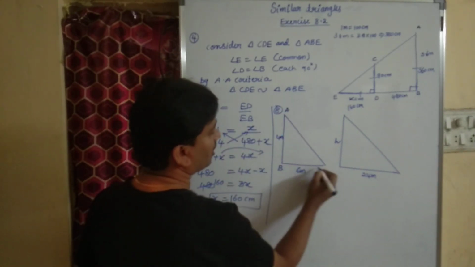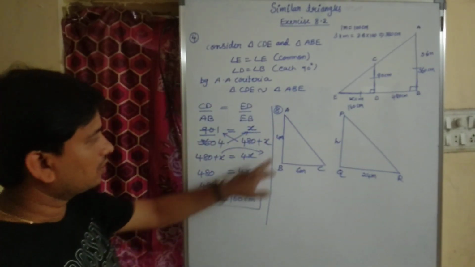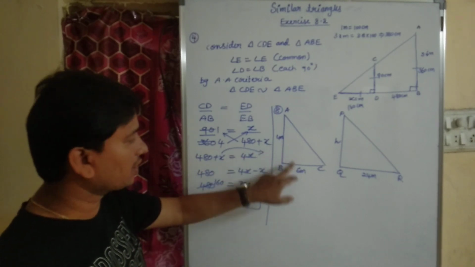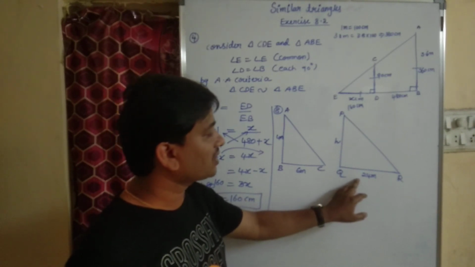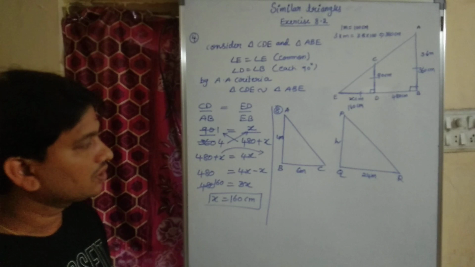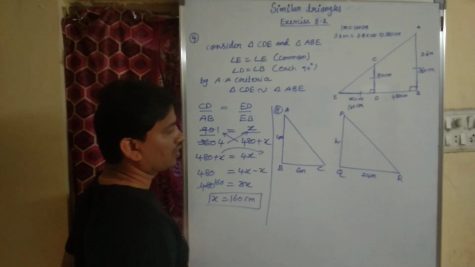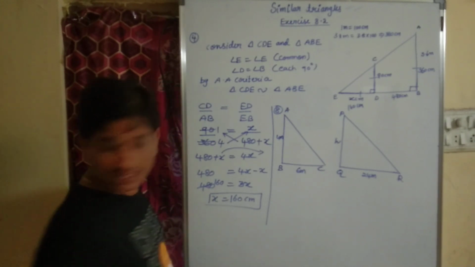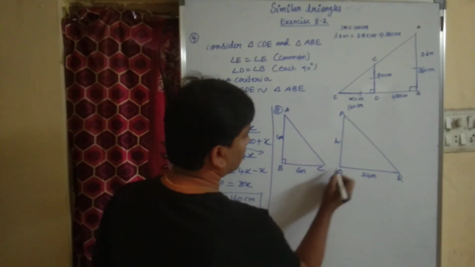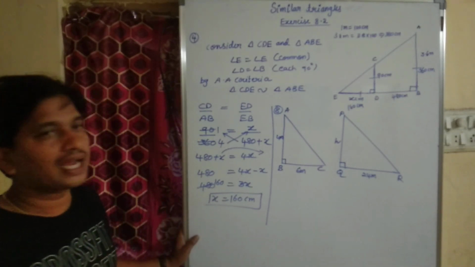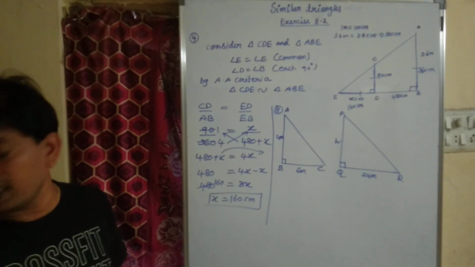Let us name the triangles ABC and PQR. This is the flagpole whose height is 4 meter, casts a shadow 6 meter. At the same time, the building casts a shadow 24 meters. They are asking to find how tall is the building. If you observe, these two triangles are similar triangles, right? If you consider triangle ABC and triangle PQR, at the same time a nearby building is present.